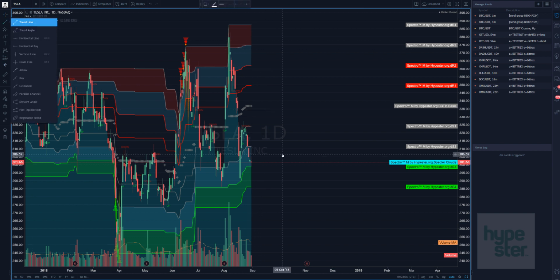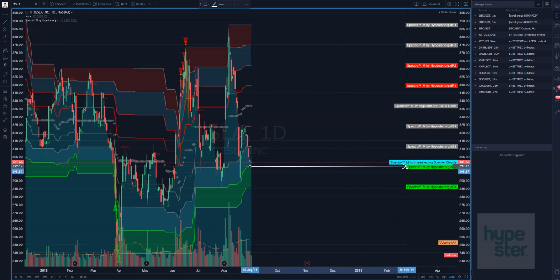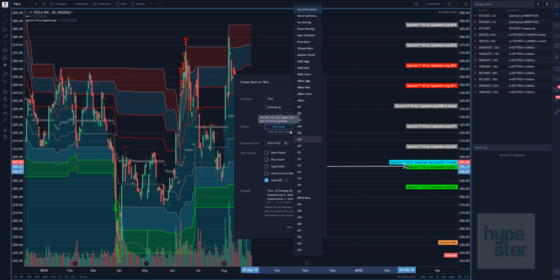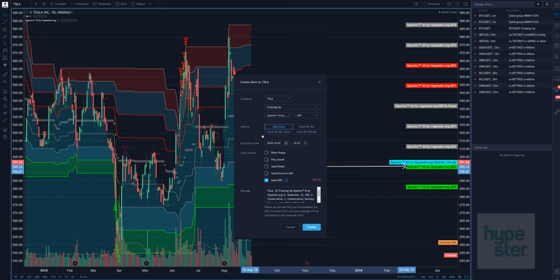So let's say our alert system is when the price crosses up whatever this is. What's this? DS3. You see DS3 here? So we go back to alerts there. And what we want now, let's say, is when Tesla crosses up the DS3. Okay, so when the price crosses up DS3, you're going to get an alert.